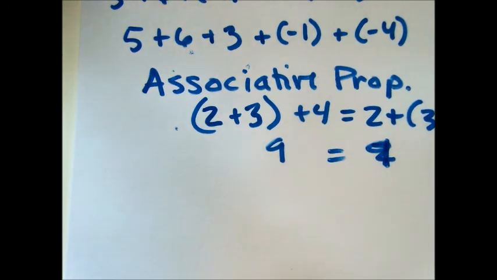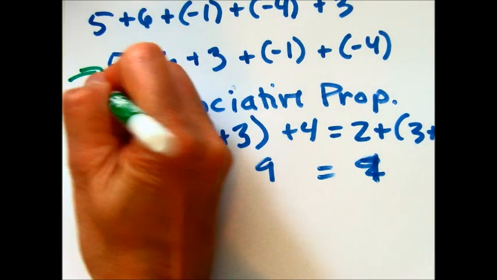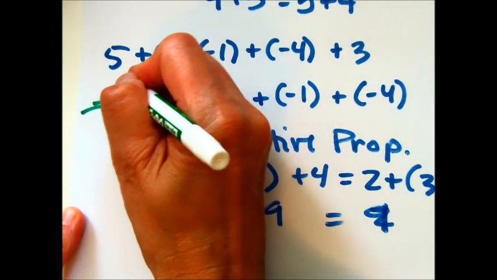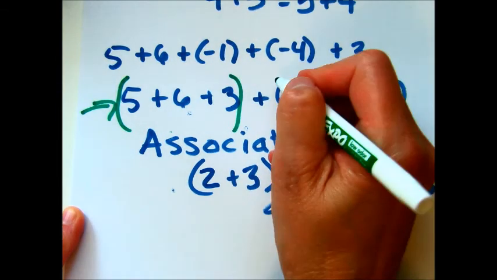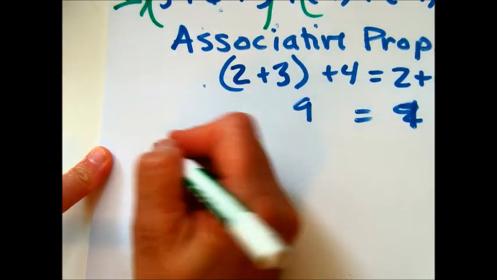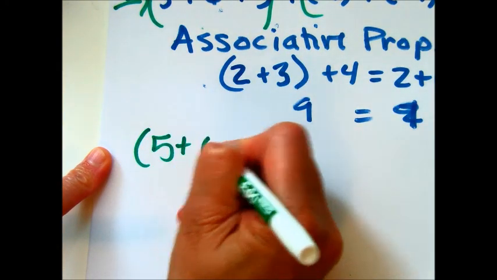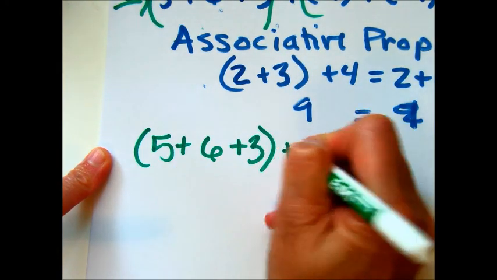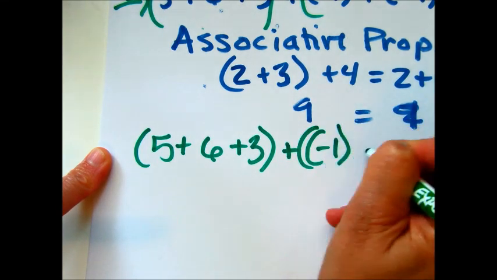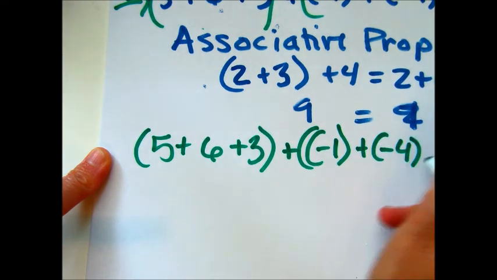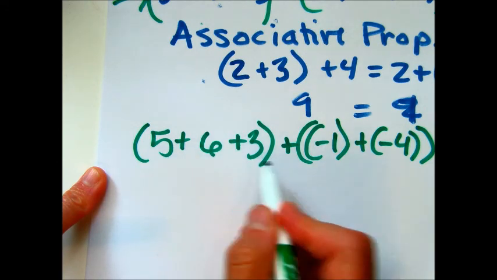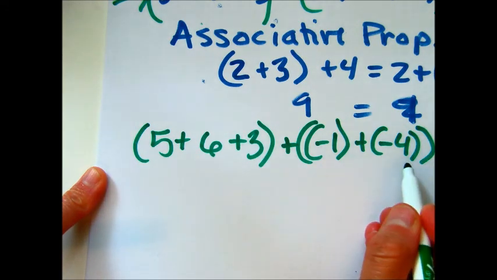So in this last one here, we changed the order. Now, what I want to do is just focus on all the positives and all the negatives. Okay, so let me rewrite this here. So we got 5 plus 6 plus 3 plus the quantity of -1 plus -4.